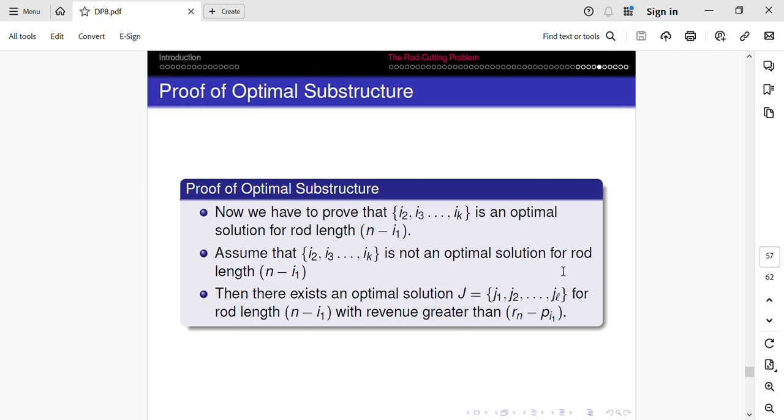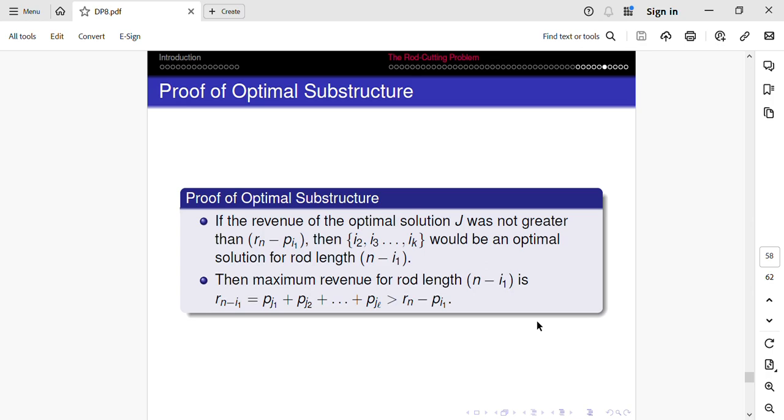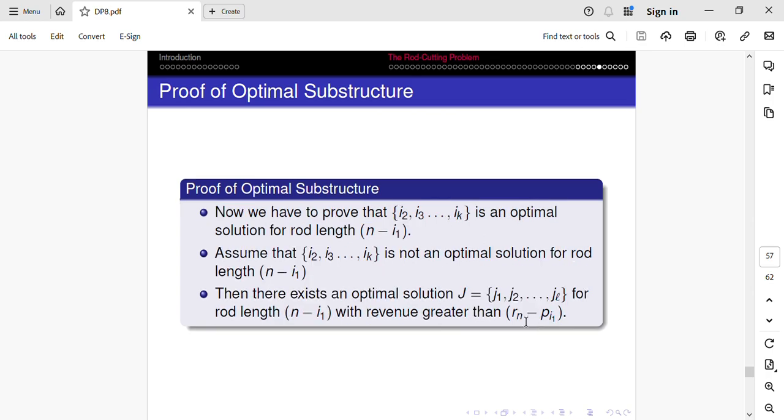That means there is an optimal solution J, J1, J2 up to JL, for rod length n minus I1, which has revenue strictly greater than Rn minus Pi1. Because if this solution did not have revenue greater than Rn minus Pi1, then this sequence I2 up to Ik would be an optimal solution, but we assumed that it is not. And if this value is equal to Rn minus Pi1, then I2 up to Ik would be another solution with price Rn minus Pi1. So this optimal solution must have revenue greater than Rn minus Pi1.